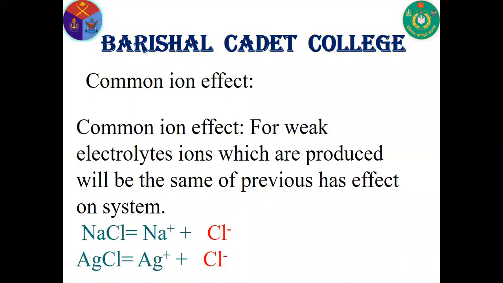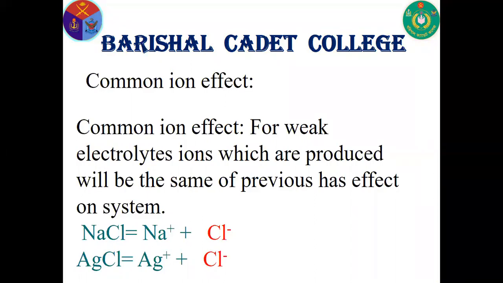There is another term, common ion effect. Common ion means the same ion. For weak electrolytes, ions which are produced by the dissociation of a salt, which are equal to an ion already existing in the salt, are called common ions. It has an effect.